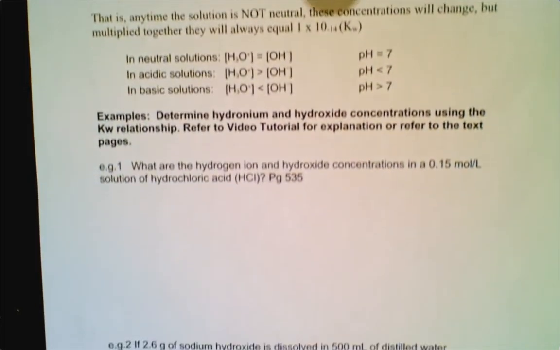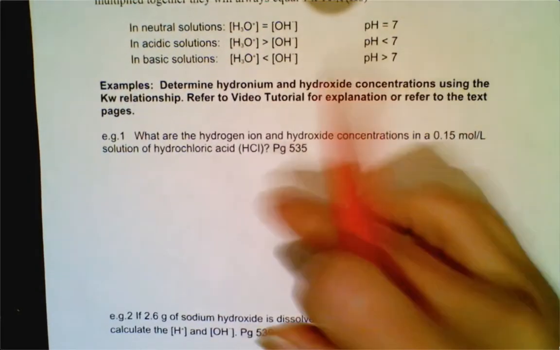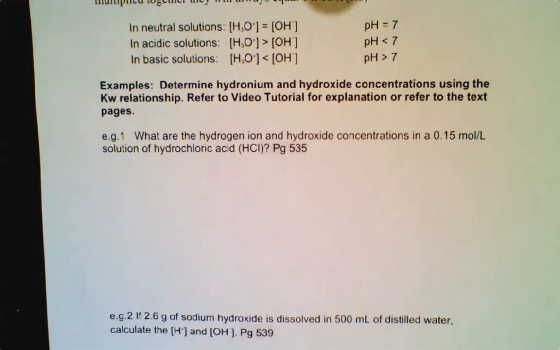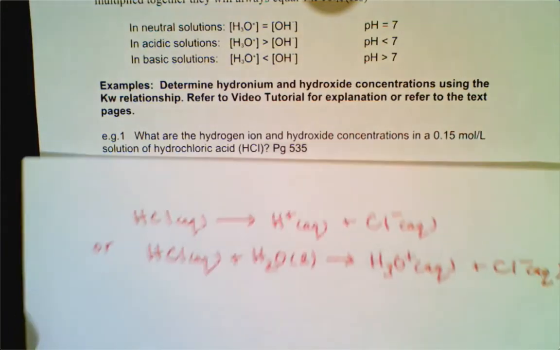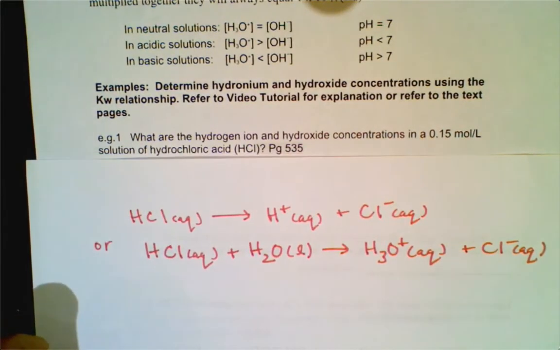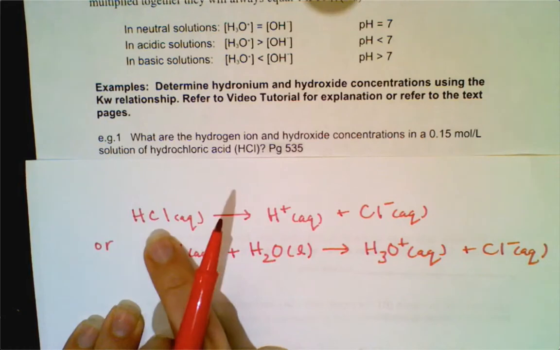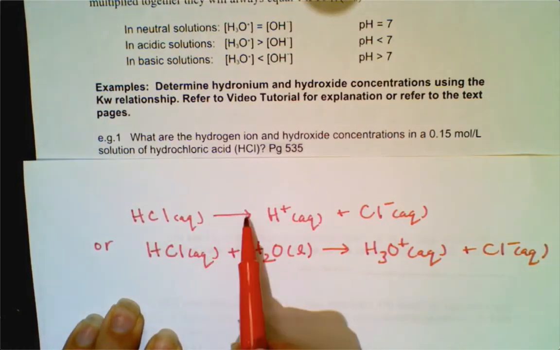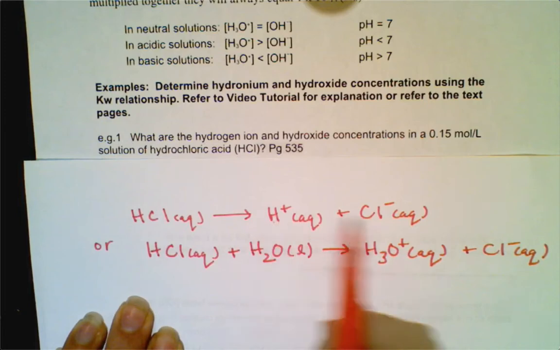This particular problem is also found on page 535 in the textbook. In this scenario, it asks: what are the hydrogen ion and hydroxide ion concentrations in a 0.15 mole per liter solution of hydrochloric acid? What I do in that case is take a look at the acid in the formula, and I use a straight arrow because it's a strong acid, and I show the ions that it dissociates into.